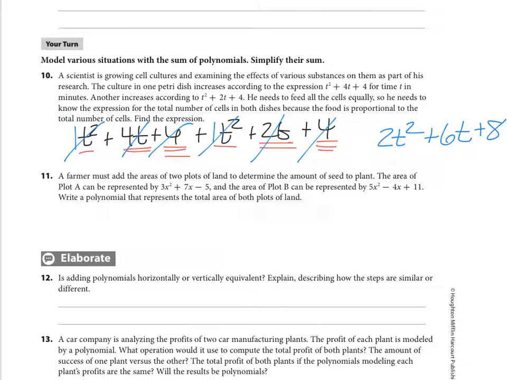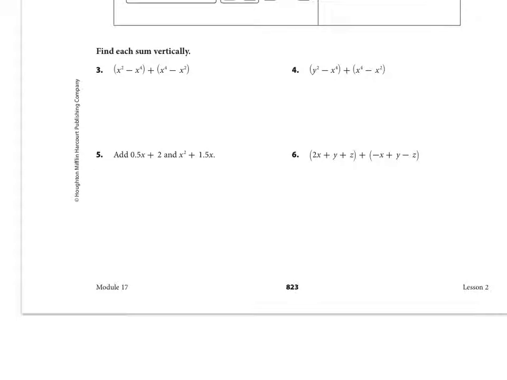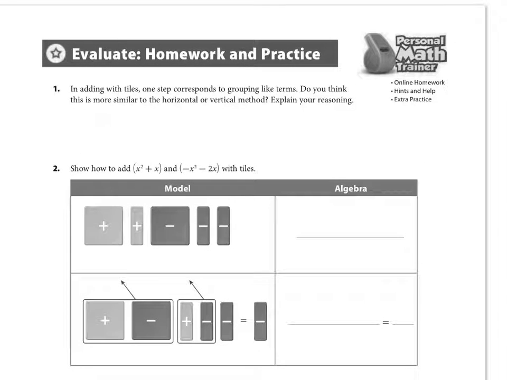So, relatively simple lesson. Again, just doing the same thing in different ways. And now you can do the homework for lesson 17.2. So the problem numbers for this are on page, first of all, 823, and you're doing numbers 1 through 21 odd, and then number 22.